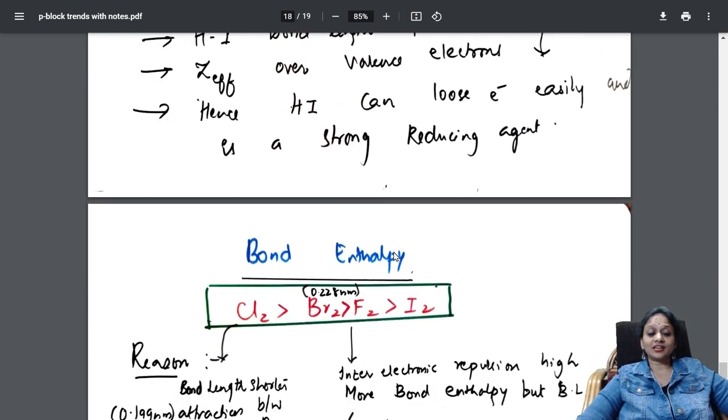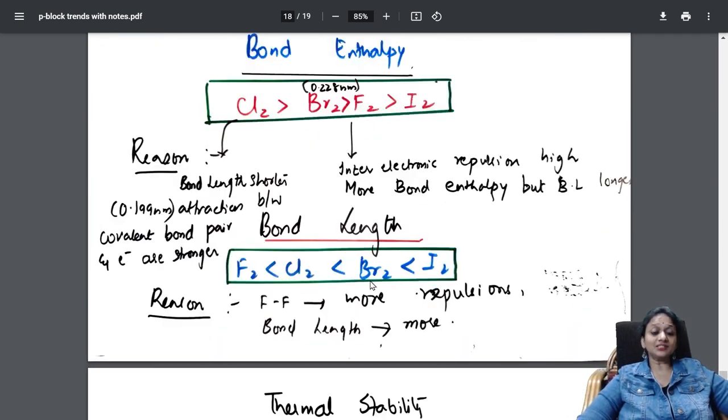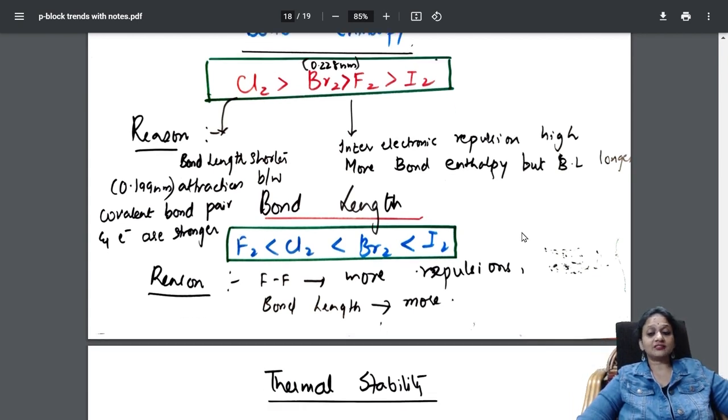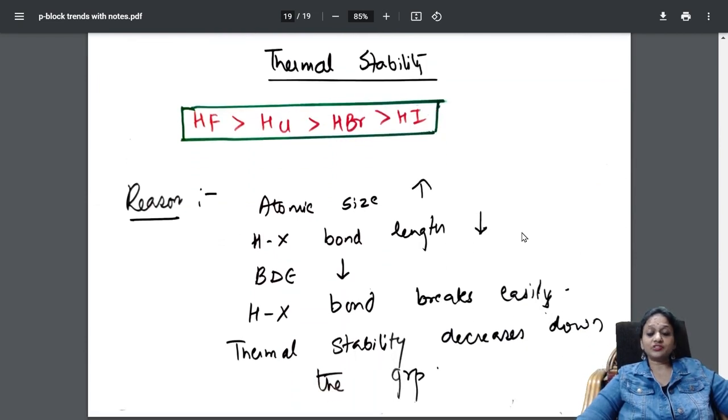Noted. All right. Then I came to a concept called bond enthalpy. What is the reason why the bond enthalpy value for chlorine is more than iodine? Done. Bond length also I have taken here. Then I have taken into a concept called thermal stability. Again, which is more stable, which can easily release hydrogen atom. So these are all the trends of P block.